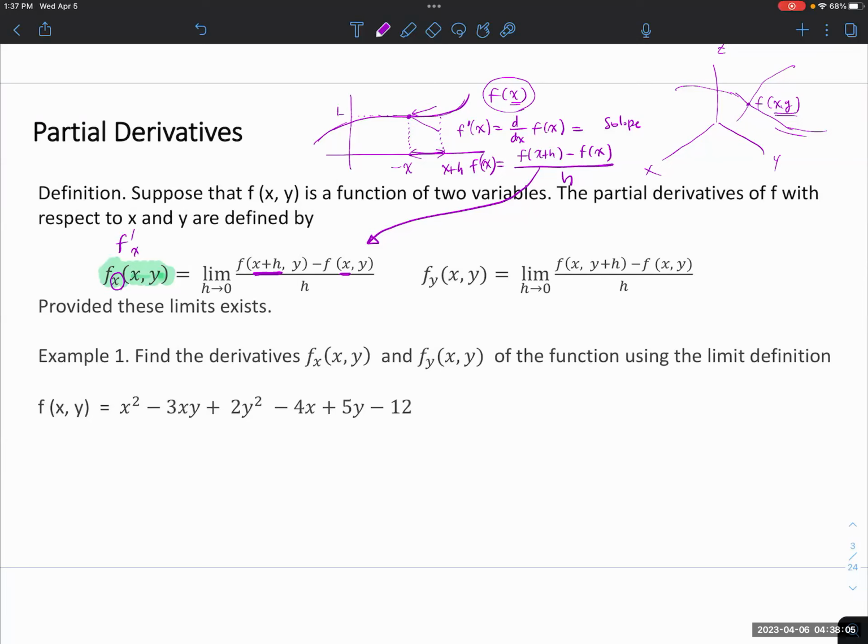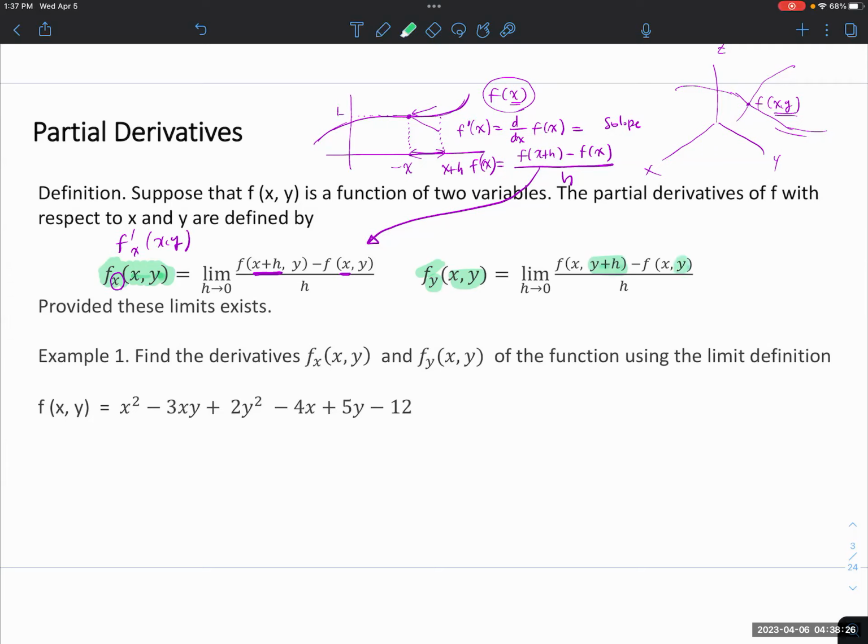This is the x direction. Same thing, you can find the instantaneous slope at the moment with respect to the y variable. Then what do you think? You're going to change the y. You're going to find the gap between y plus h and y.